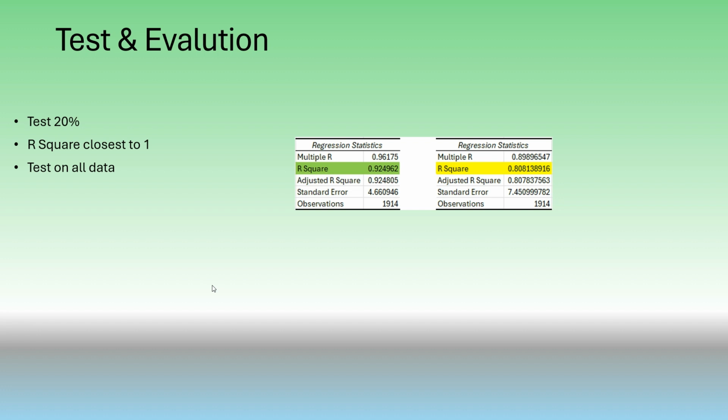So the approach that I would choose is the first one with all the data, because the R squared is closer to 1, and therefore it's more relevant. And yeah, that was my conclusion, really.